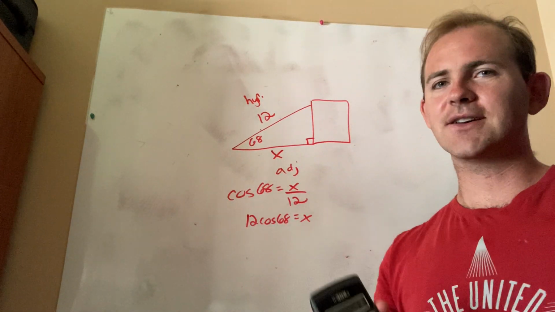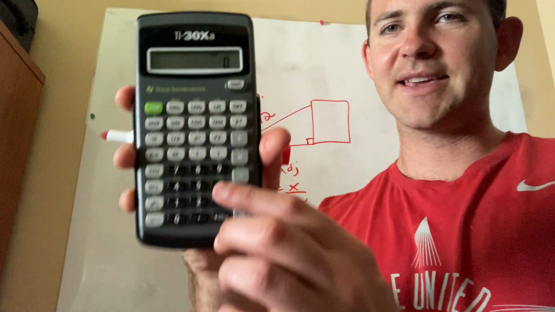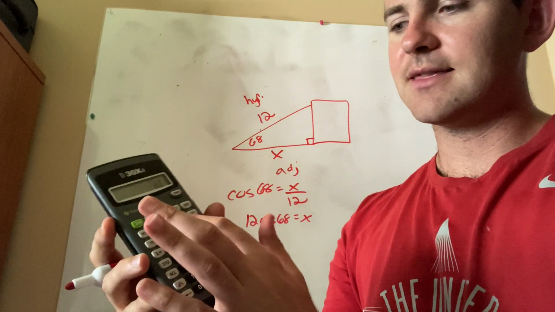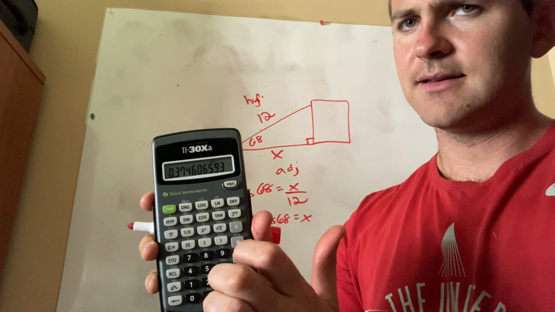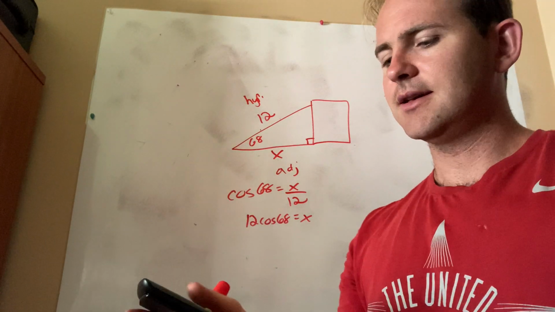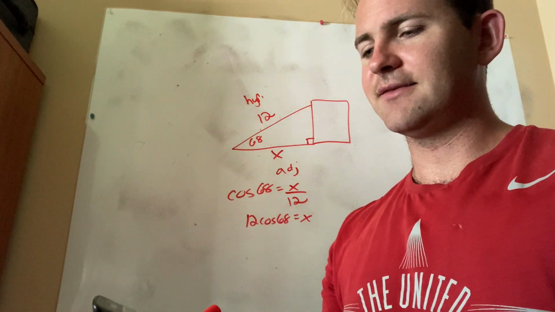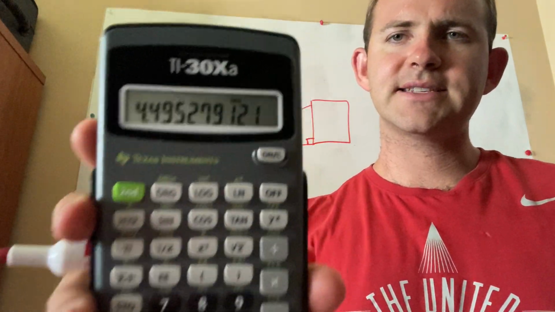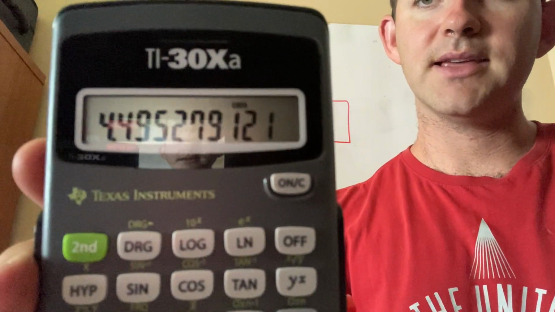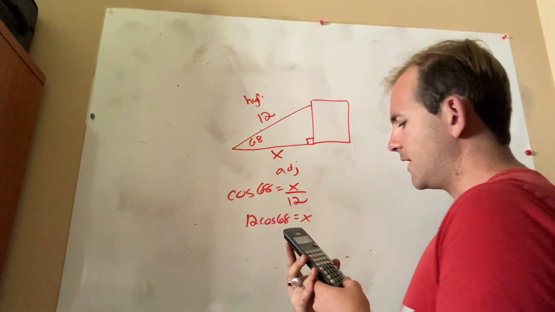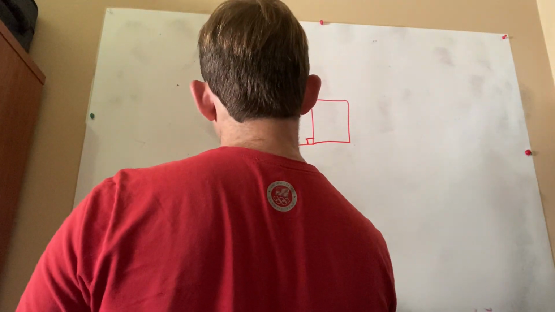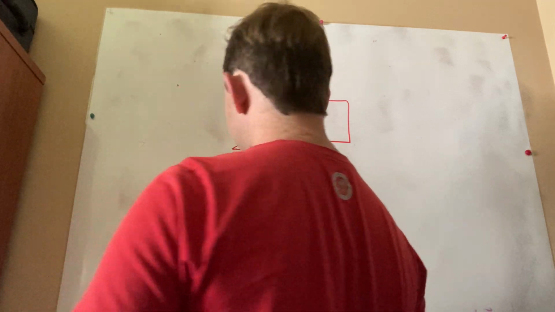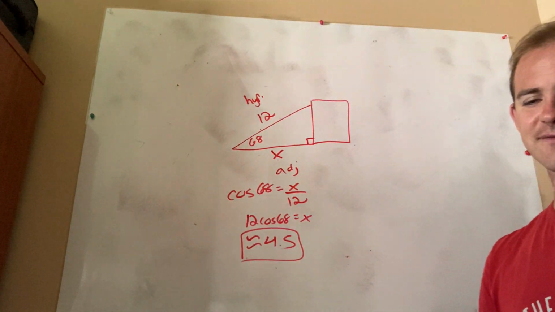Let's review how to do this on our calculators. On my calculator, I'm going to type in 68, then I'm going to hit the cos key. That's going to give me some freaky decimal. Then just times 12, and this is what I'm going to get. Now, of course, if I want to round it to the nearest tenth, that's going to round up in this case. So instead of 4.49 whatever, I'm going to write 4.5. So my answer here would be around 4.5.